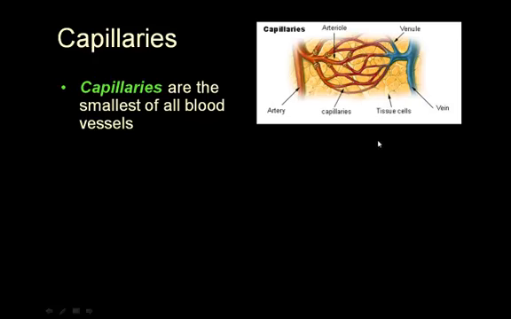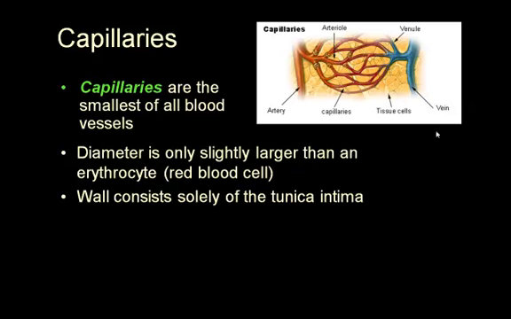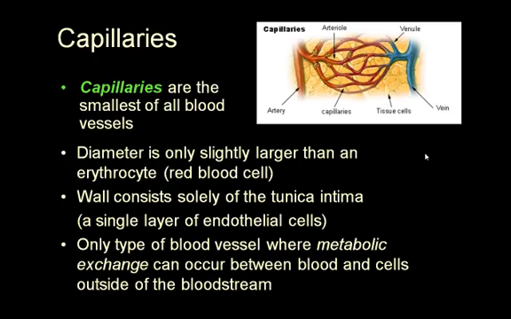Now, the capillaries are the smallest of all the blood vessels, and their diameter is only slightly larger than an erythrocyte or a red blood cell, so they allow single cells to pass through one at a time. You can imagine then these are extremely small vessels. The wall consists solely of the tunica intima. There is no tunica media or tunica externa in the capillaries.